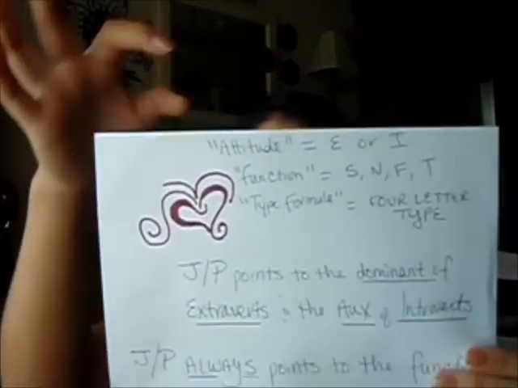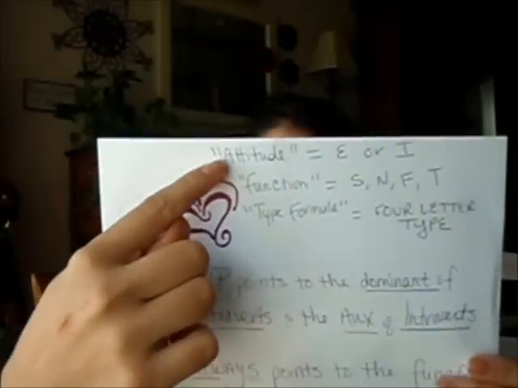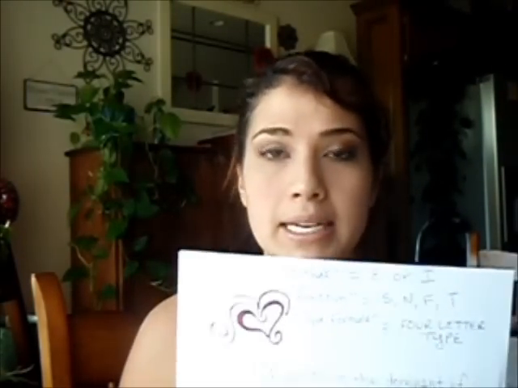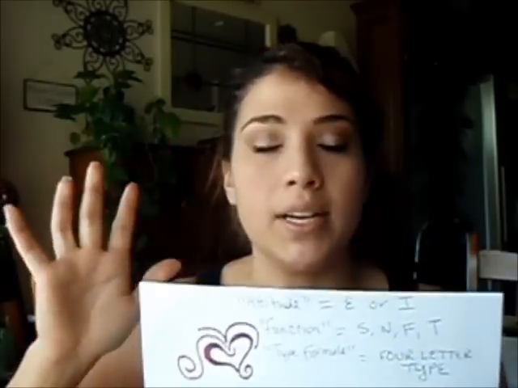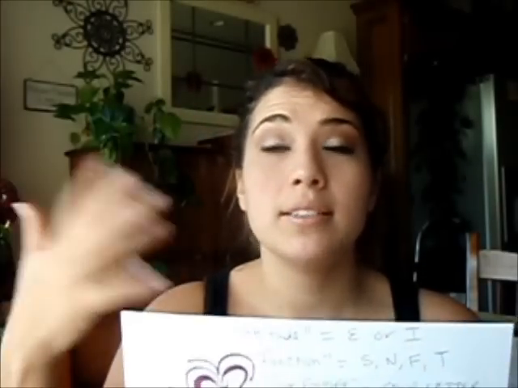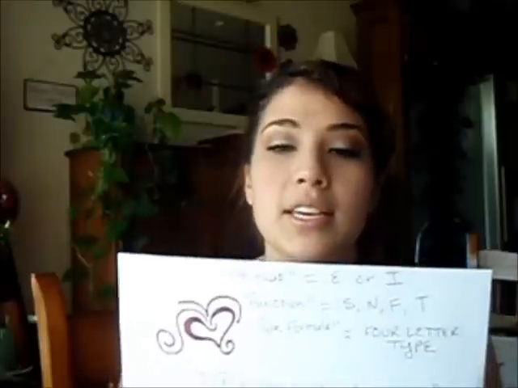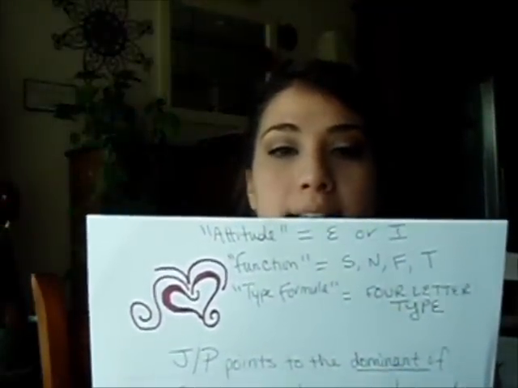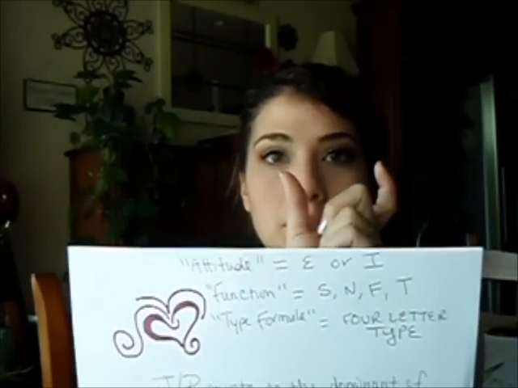Okay, so just really quickly, I'll wrap it up before I get too repetitive here and it gets all boring. Just remember terminology: attitude just means extroverted or introverted. Function, all that means is that it's excluding introvert and extrovert in judging and perceiving, which is going to be the four functions of sensing, intuition, thinking, and feeling. Okay, so also when it says type formula, that means their four-letter personality types. Okay, that's all that means.